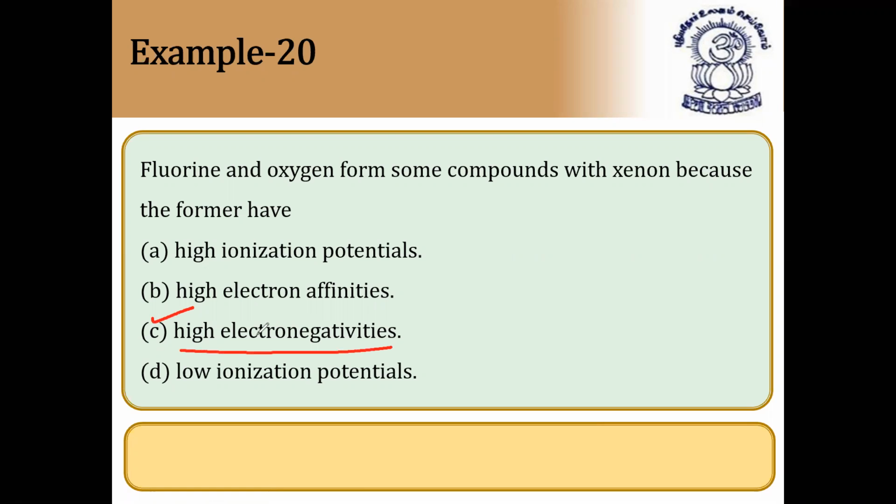No other reason. Why do fluorine and oxygen only combine with xenon? Because fluorine and oxygen are more electronegative. As they have high electronegativities, that's why they form these compounds. I hope it is clear. So let us check the answer now. It is 100% C. Next question.